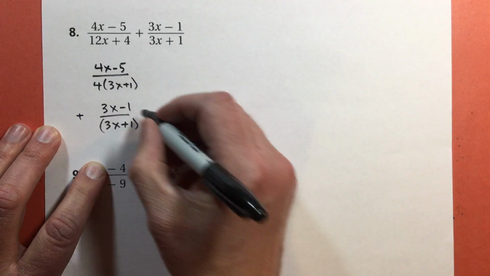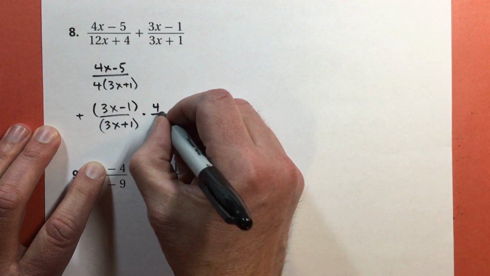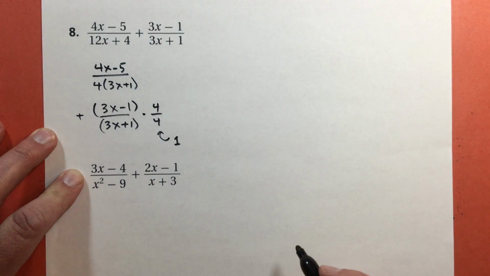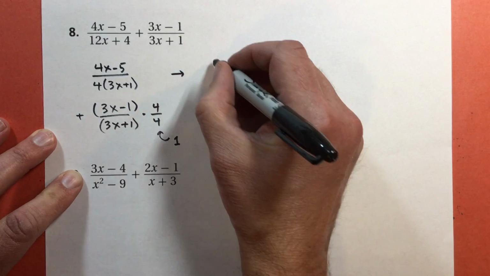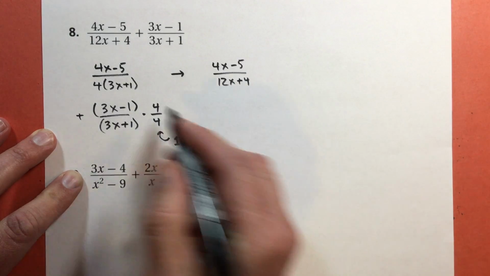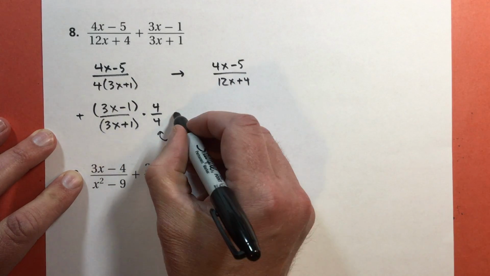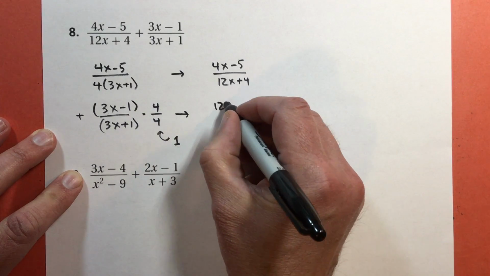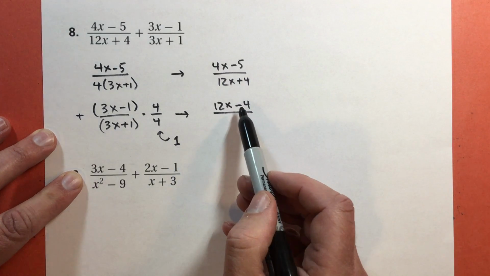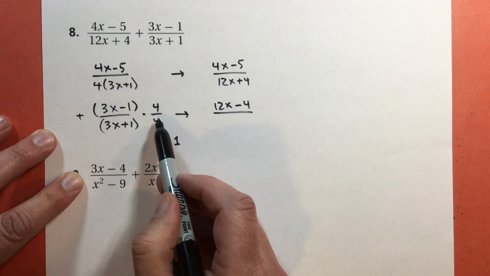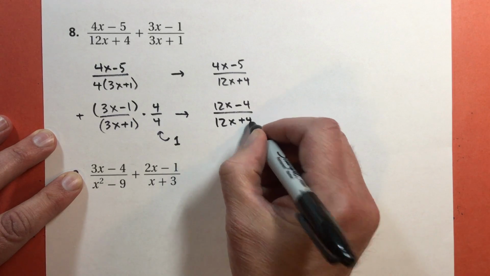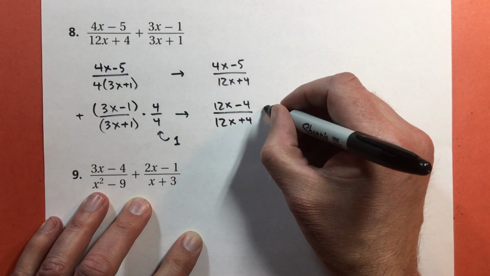But this one has a 4. So all I need to do is multiply this by 4 over 4. And again, that's just the number 1. Excuse me. So I didn't do anything with this. This is 4x subtract 5 over 12x plus 4. I remultiplied it, but I already knew what it was. 4 times 3x is 12x, and 4 times negative 1 is negative 4. And don't do anything with this yet until I add. 4 times 3x plus 4 times 1 is going to be my 12x plus 4. Now I have a common denominator.